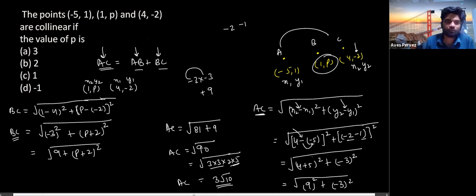Okay, so let's solve this one. Here, dear students, we need to calculate the value of P, and if I'm saying that these points are collinear, we can simply find out, but actually we really don't know which point is lying where. We actually don't know whether the point P lies here or here.